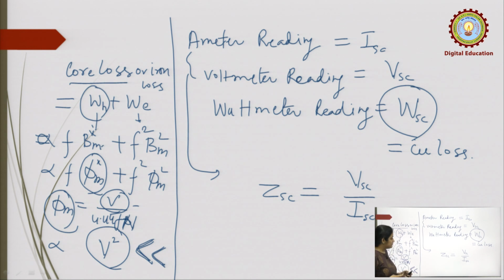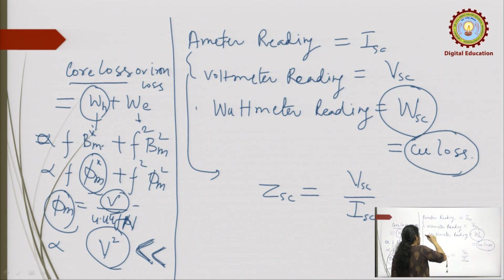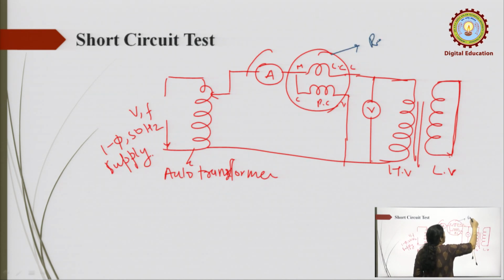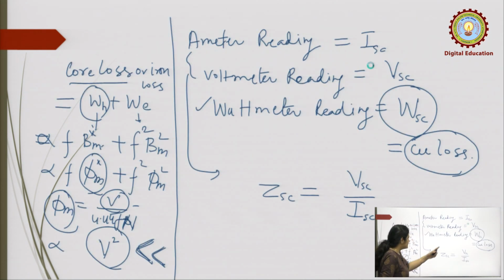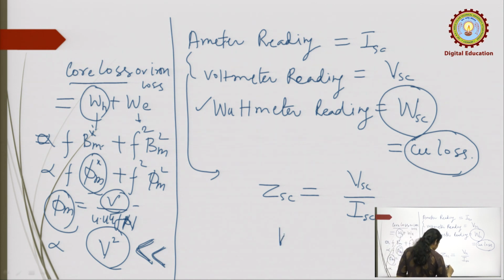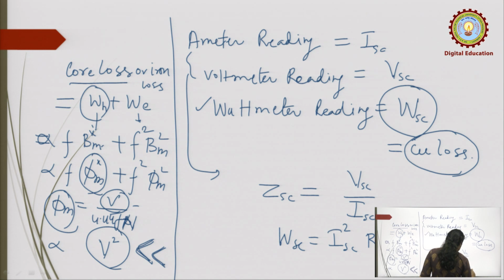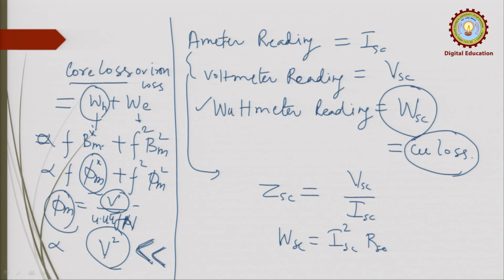So, this power gives you the copper loss, because the wattmeter gives you the real power. It does not give you the reactive power. So, this WSC you can write as I square R short, R SC.